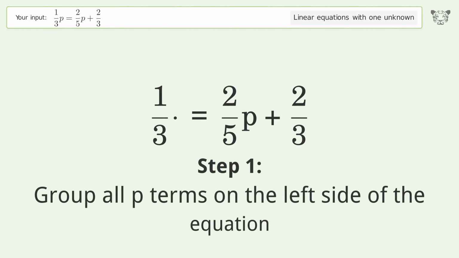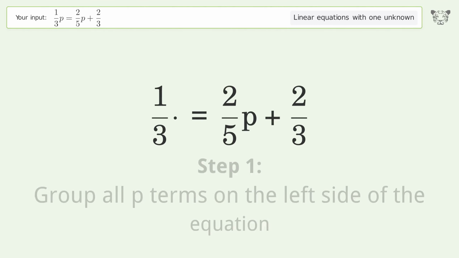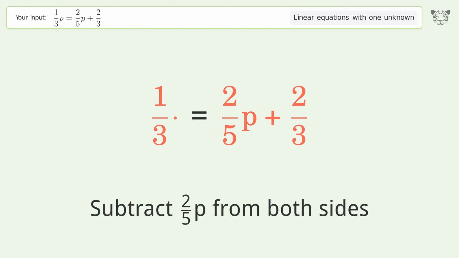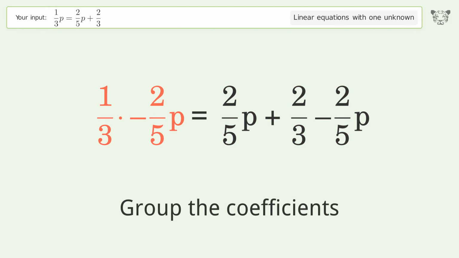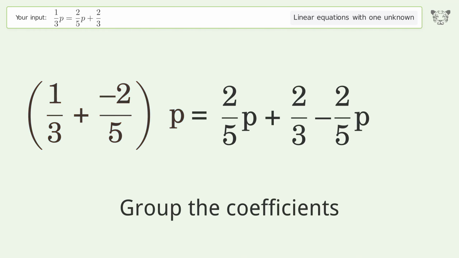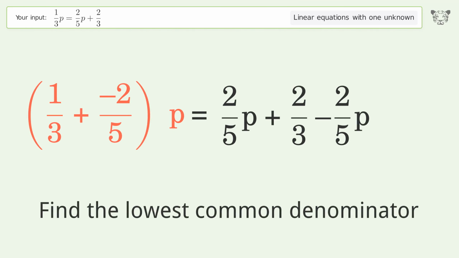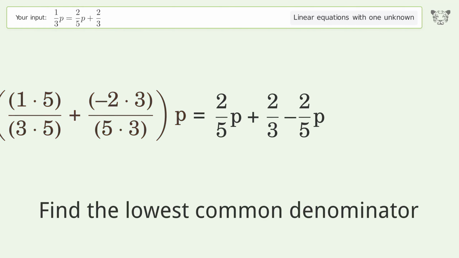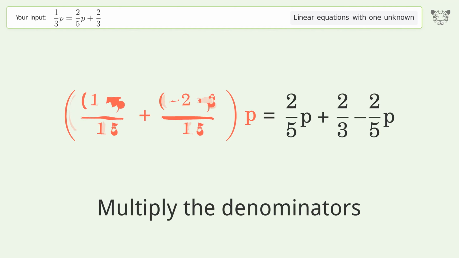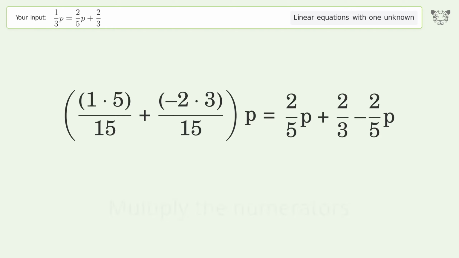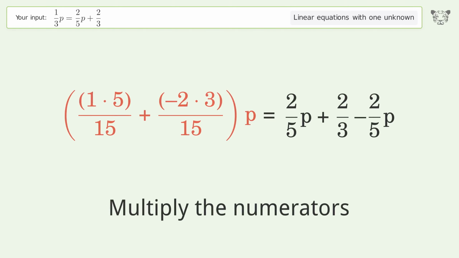Group all p terms on the left side of the equation. Subtract 2 over 5p from both sides. Group the coefficients. Find the lowest common denominator. Multiply the denominators. Multiply the numerators.